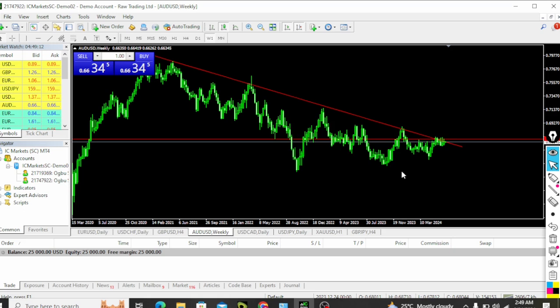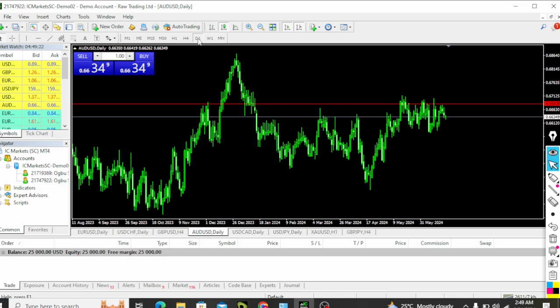So we are going to be looking for opportunities for AUDUSD on this platform. Now let's go down to the lower time frame. This is the daily time frame of the AUDUSD, and as you can see, these three places have been supported by the pair for a long time now. For several weeks, the pair has been unable to get out of this trend line.